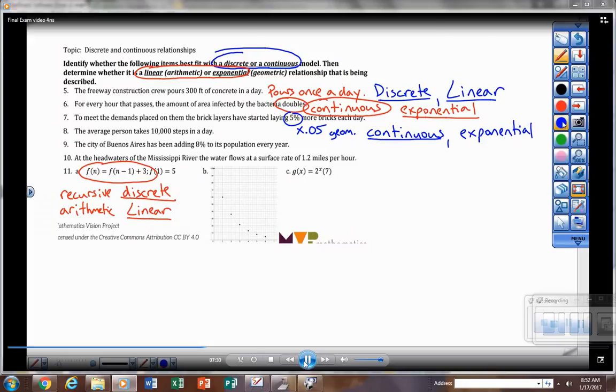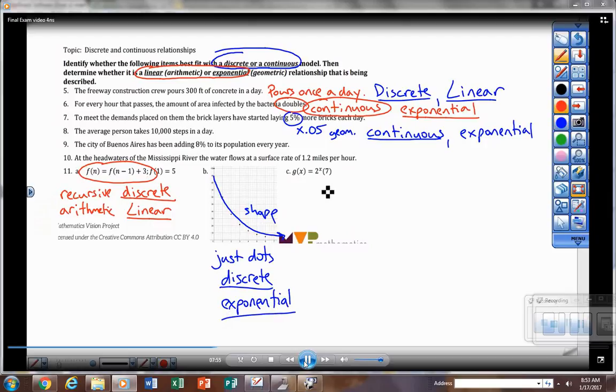For this graph, I have just dots. Just dots make it discrete. If I drew a line through them, that would be continuous. These dots make up a curved line. That is the exponential look to it. So this would be a discrete exponential because, again, it's just plain dots and it follows that exponential curve.